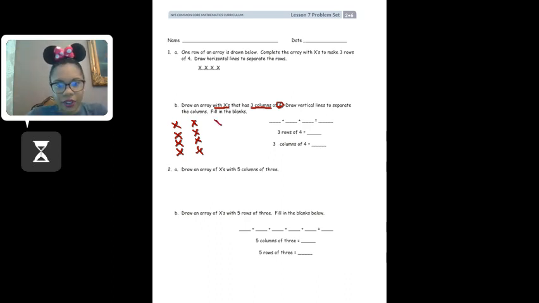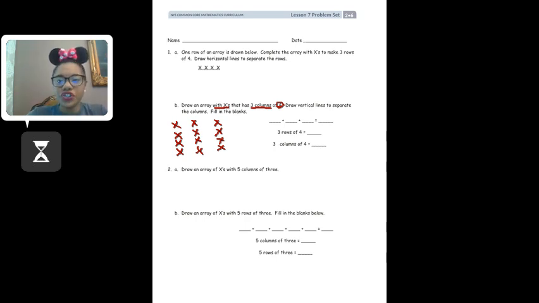So now we have 1, 2, 3, 4. And remember, columns go up and down, top to bottom. So we have 1 column, 2 columns, 3 columns. Now we have 3 columns that have how many X's in each column? That's right, there's 4 X's in each column. So now that we have 3 columns with 4 X's, now it's time to do our repeated addition equation.